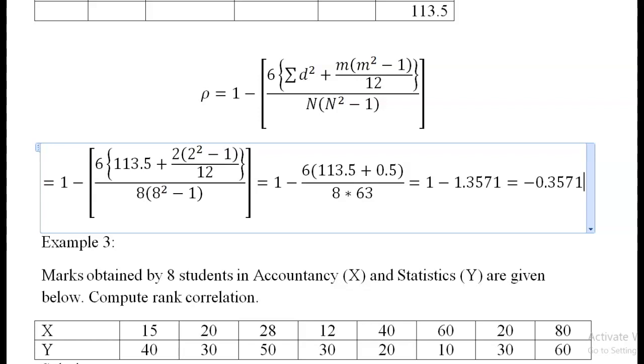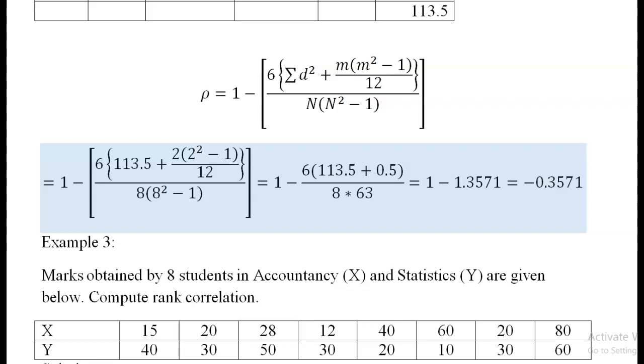Okay, so it lies between 0 and minus 0.5. Therefore, we can say that there exists a low degree of negative correlation. That is the conclusion or interpretation for this problem.